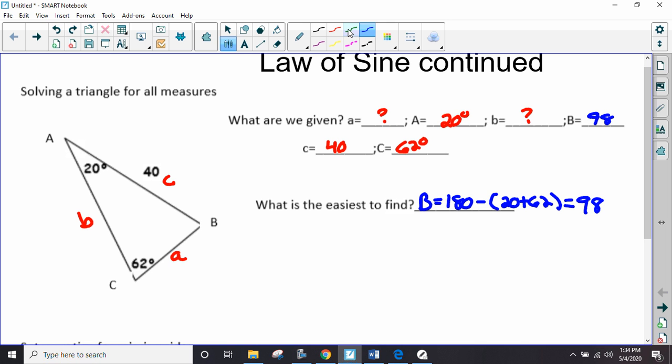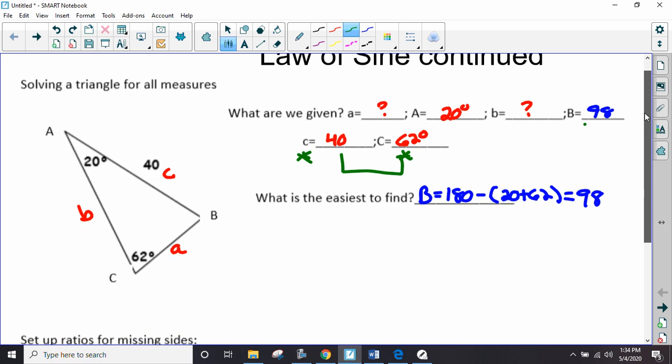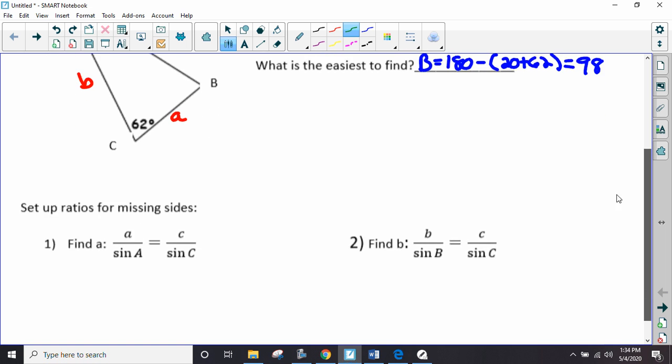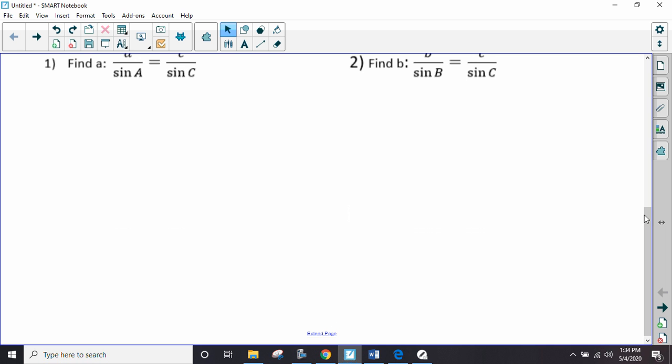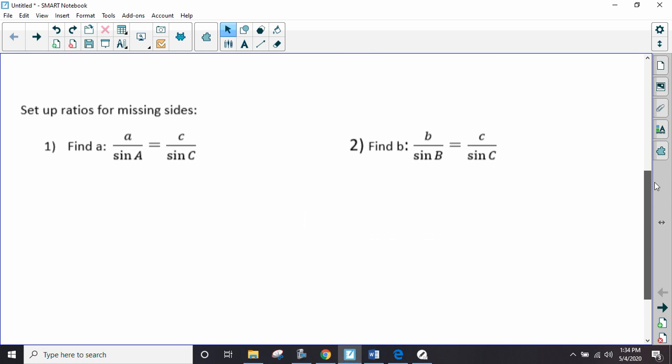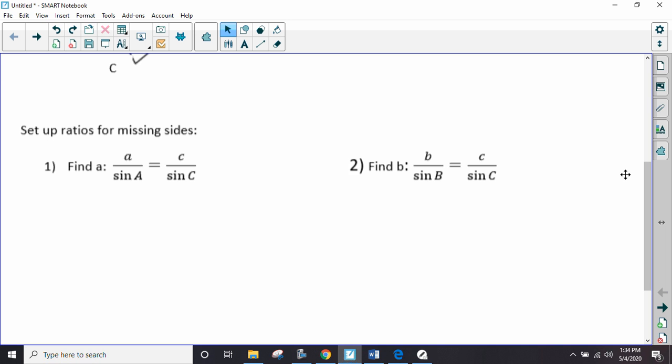Now, because I'm still looking for these two sides, I know this side and this angle. These are going to be the main ones I use when I set up my ratios. Oh, look at that, it's like it's planned. It's amazing. We're going to set up our ratios. Remember, whatever we're looking for goes on top. If we're looking for sides, the sides go on top. If we're looking for angles, angles go on bottom.